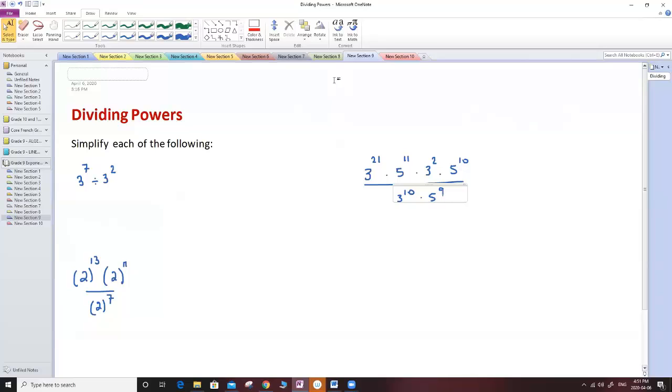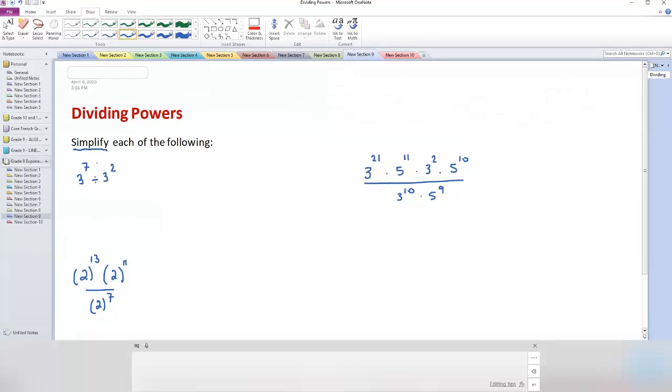It's saying simplify. I didn't say evaluate. It said simplify only each of the following. I have base 3 to the power of 7 divided by base 3 to the power of 2. I have the same base, therefore I'm going to use the same base. However, for the exponent, since it's division, I'm going to subtract the exponent. So it's going to be 3 to the power of 5.